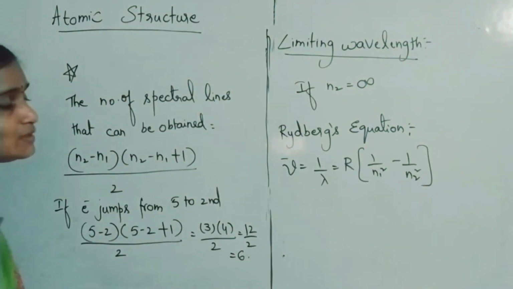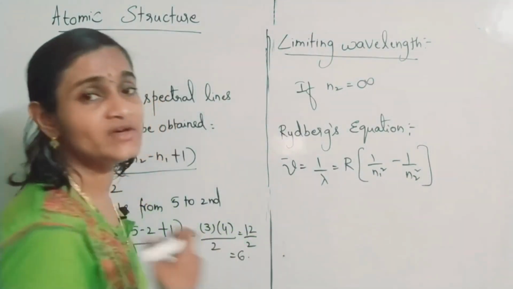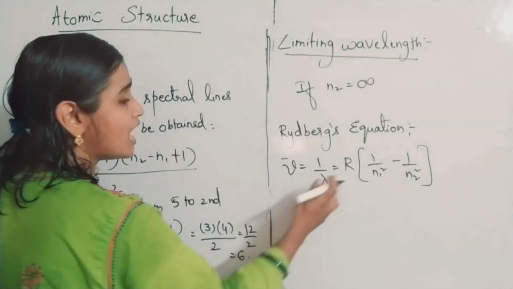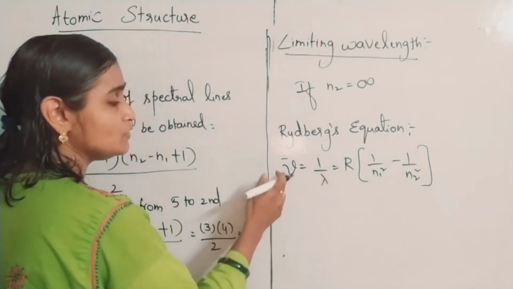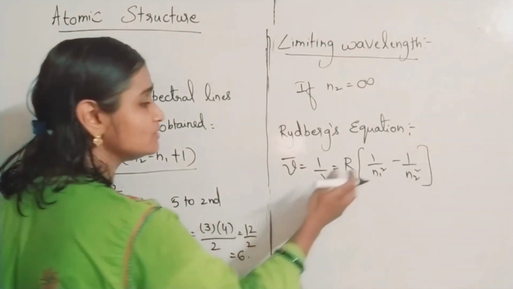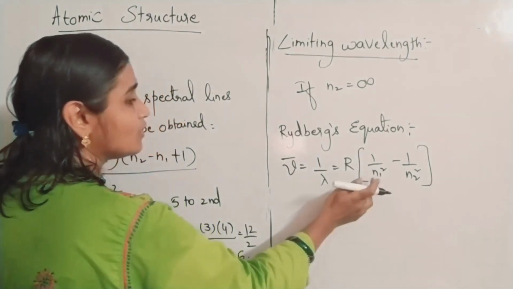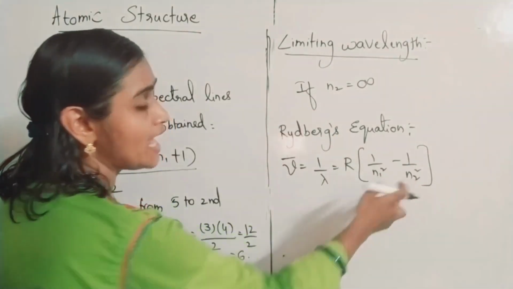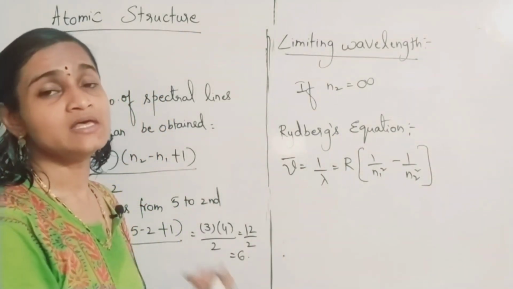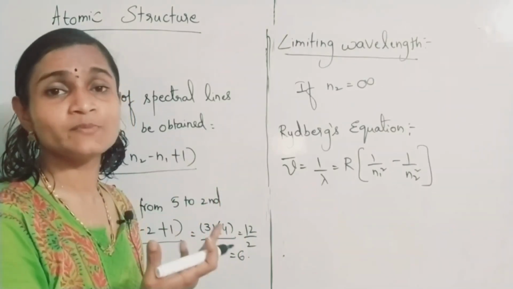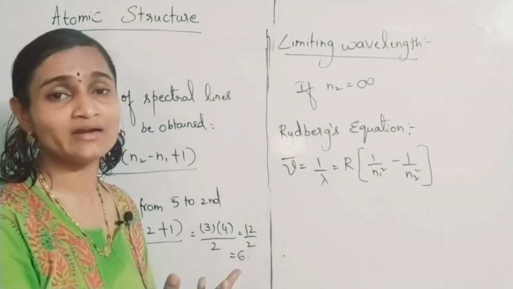Here n1 is the lower energy level and n2 is any of the higher energy levels to which the electron gets excited. R is Rydberg's constant, and nu bar is the reciprocal of wavelength, that value you are finding out. So in the case of the Lyman series, the n1 value and n2 value will be given accordingly, and accordingly the wavelength of those spectral lines you can find with the help of what?